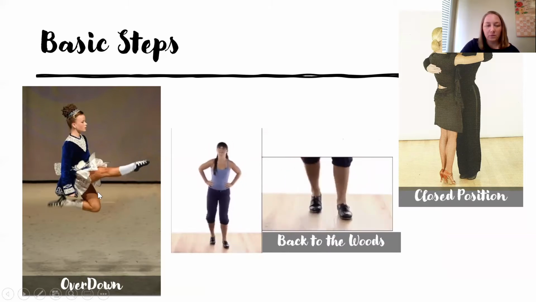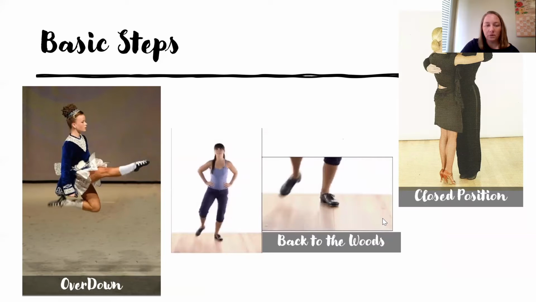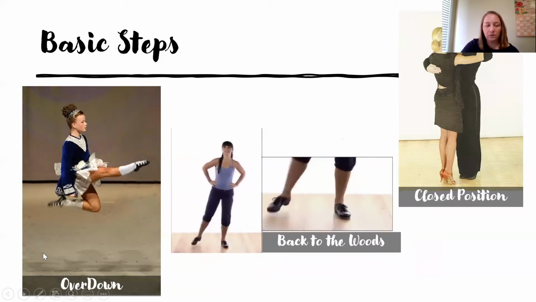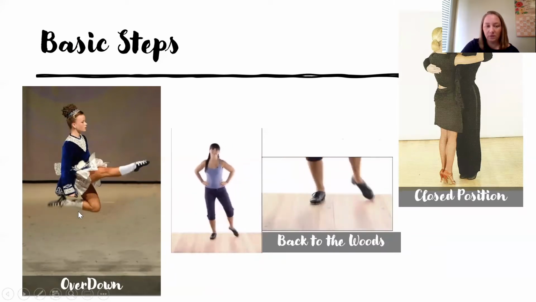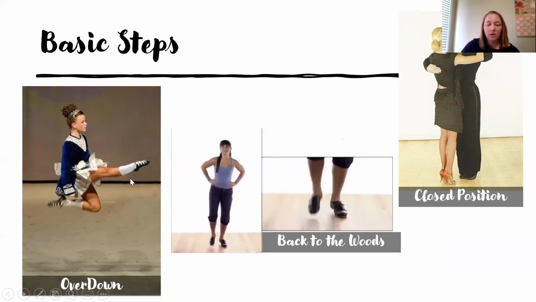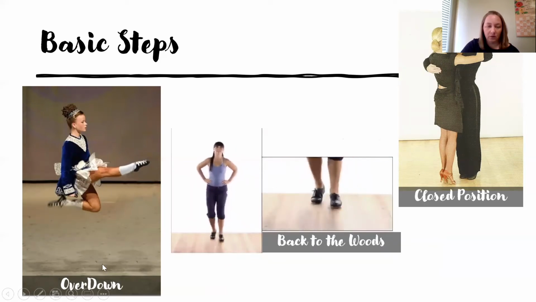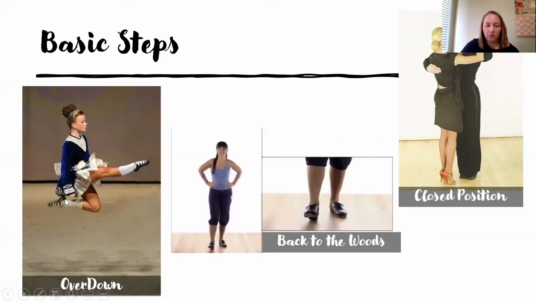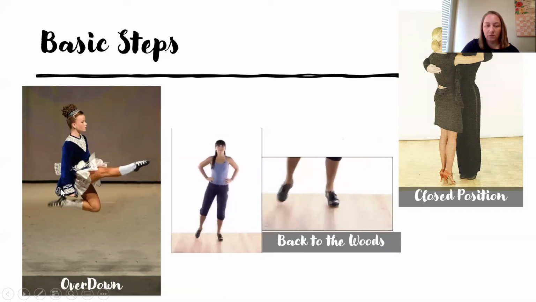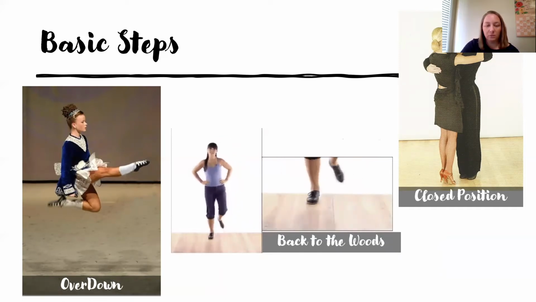And then this is a jump done in Irish dance. It's called an overdown. The goal is to jump as high as they can, to maintain this position for as long as they can, and then land as soft as they can. But all of this is done with the arms in a very stationary position, so there's no lift with the arms to get a little bit higher.